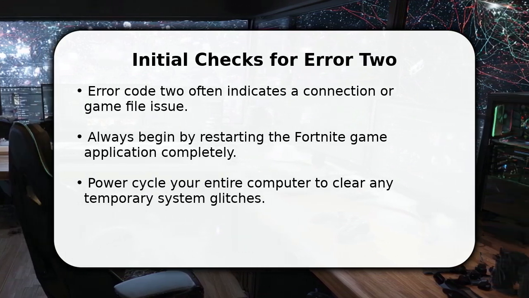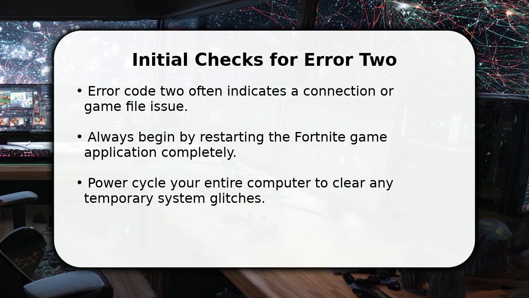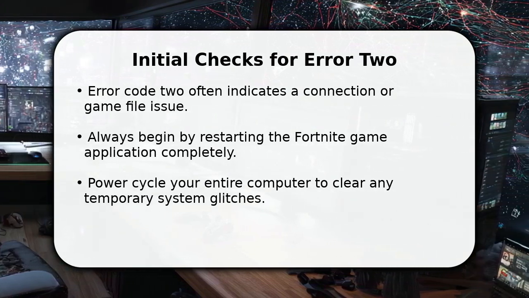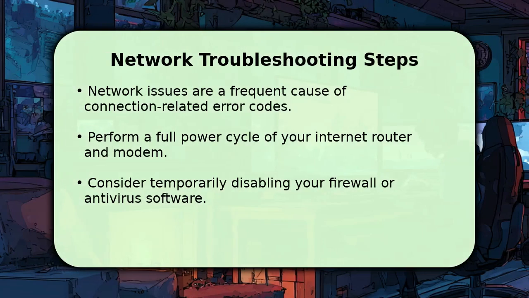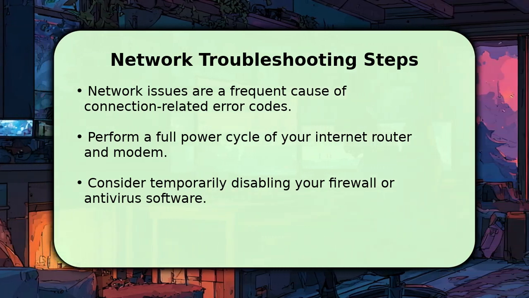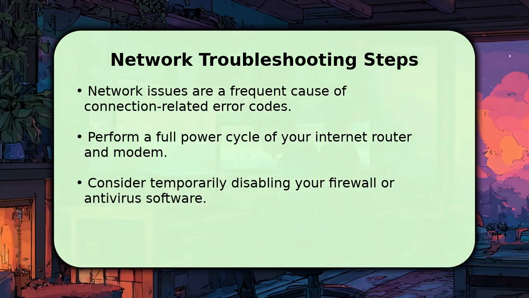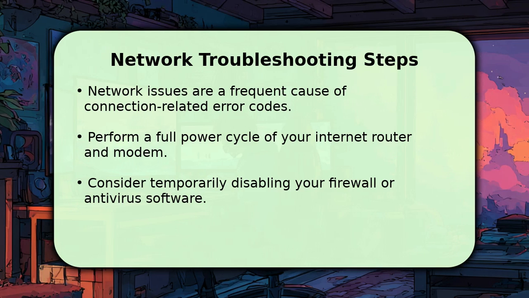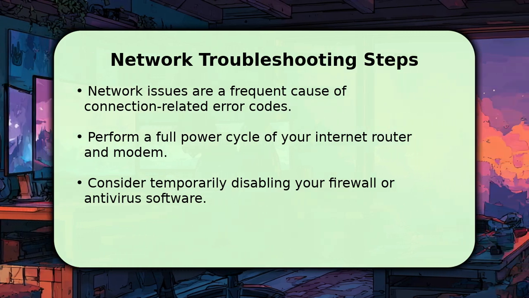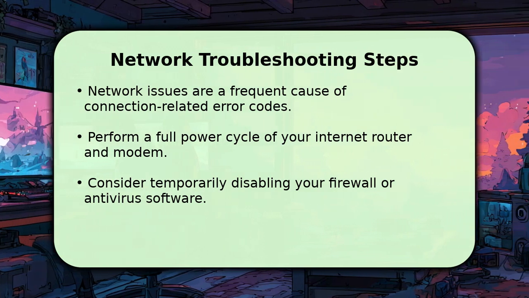A quick restart gives your system a fresh start, clearing minor conflicts that might be causing persistent trouble, which is a great first approach. Network issues often cause error code 2, so let's check your connection. Power cycle your router by unplugging it for about 30 seconds, then reconnect it and let it fully restart. Confirm your internet connection is stable and performs well, using an online speed test if needed.